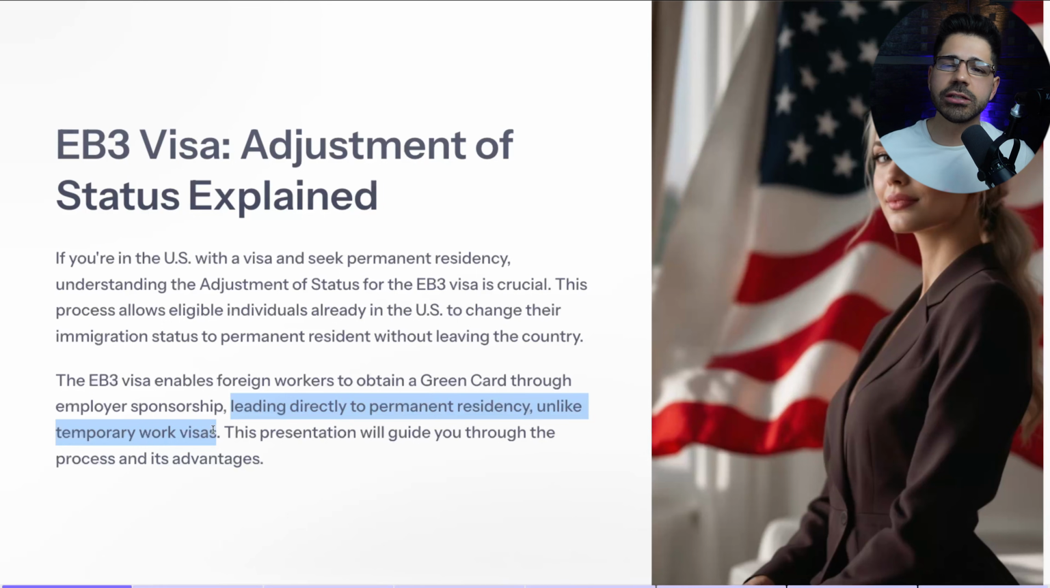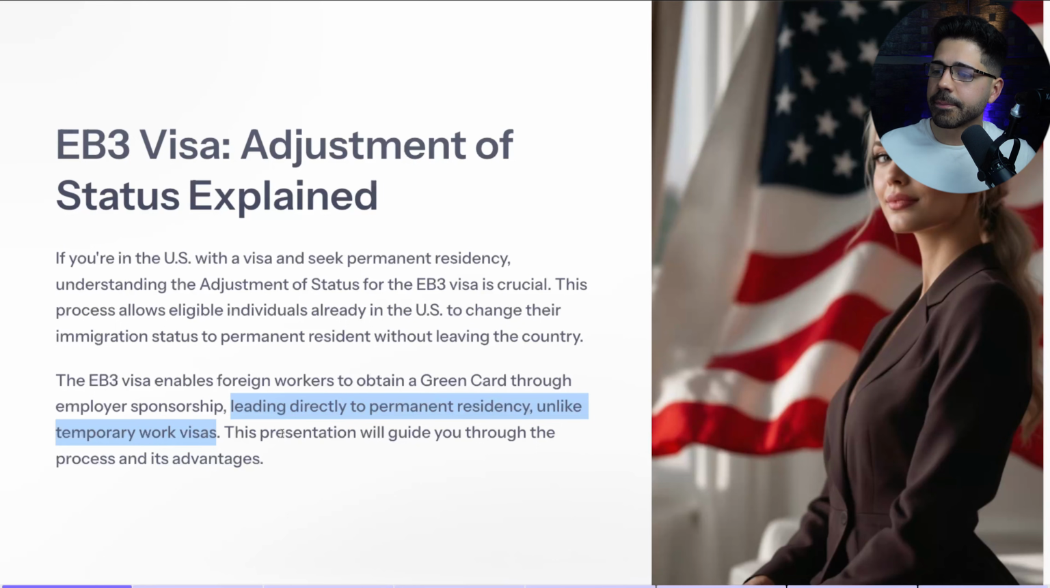Because of this, what many people already in the US don't know is that to get a green card, there is not just the typical path of marrying someone who already has a green card or US citizenship. There is also an adjustment of status for the EB3 visa, which is a process that allows a person who is already physically in the United States with legal status, of course, such as student, investor, or temporary worker, to apply to change their immigration status to permanent residency without having to leave the country.